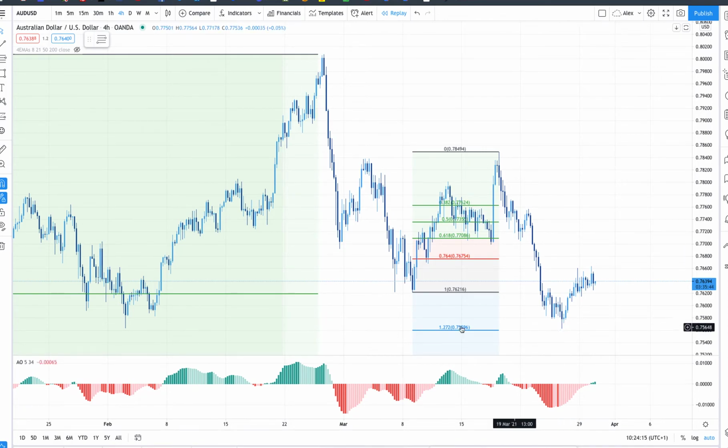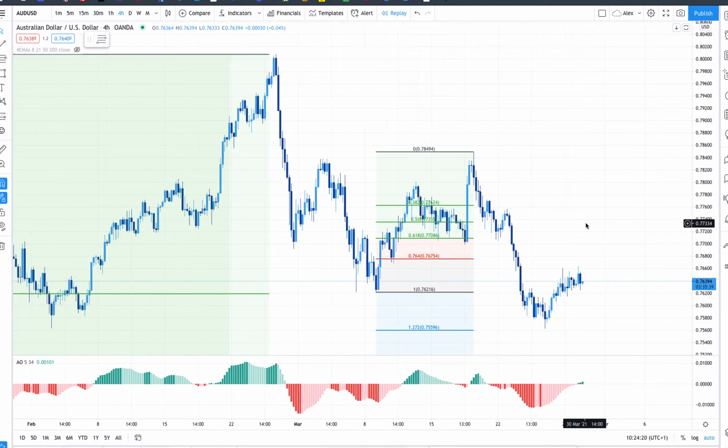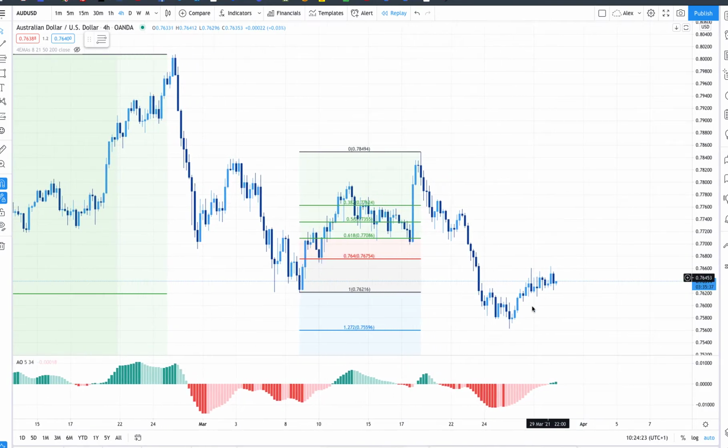Sometimes it will stab on down through the fib. Sometimes it will stop just shy of it. So in any case, I want to be out of it. I don't want to be holding this.